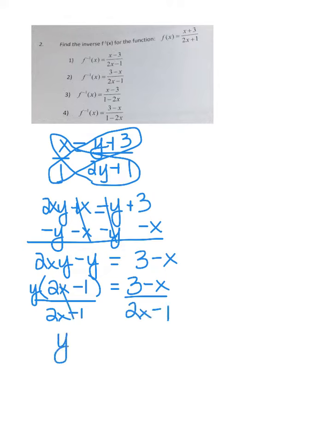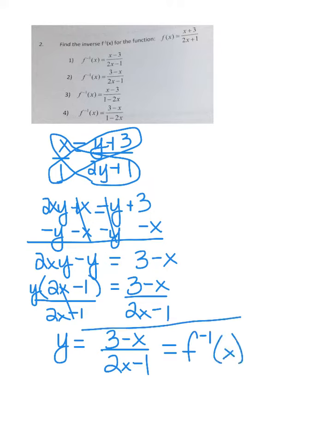And then I have y equals 3 minus x over 2x minus 1. Now, technically, this is the inverse equation, right? So we don't want to say y equals, so we want to say f inverse of x equals. And this is your answer. Now you go up there, you look at your choices, and you see that that is choice 2.